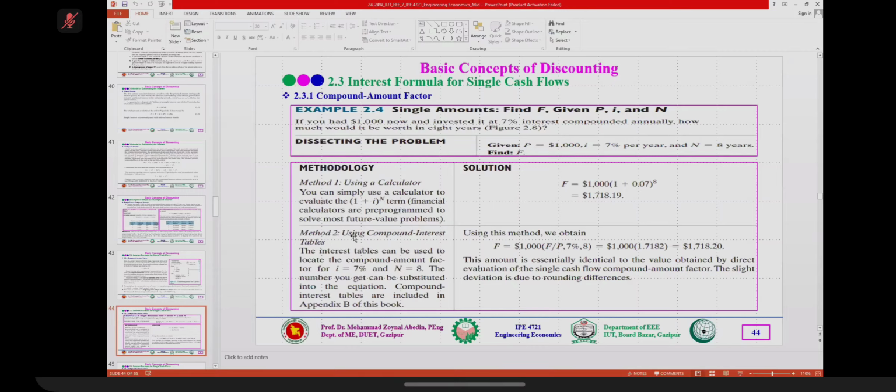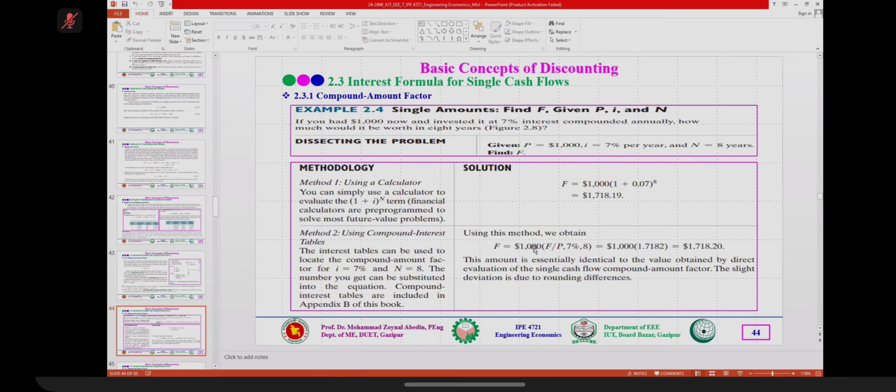Okay, method number 2. Sometimes you have to use this method because sometimes a very difficult term will be here and you cannot get it easily. That's why you have to use the compound interest tables. The interest tables can be used to locate the compound amount factor for I equal to 7% and capital N equal to 8 years. The number you get can be substituted into the equation. Compound interest tables are included in Appendix B of this book.